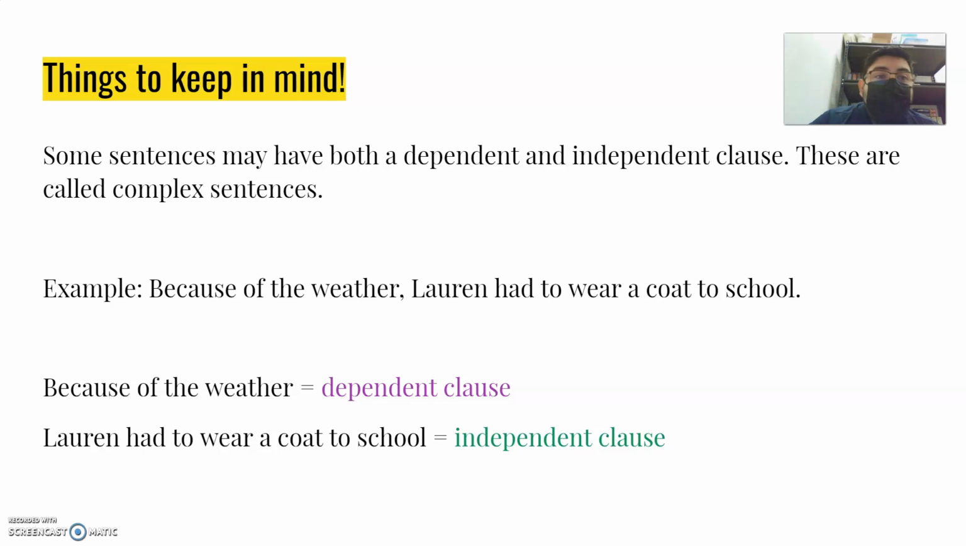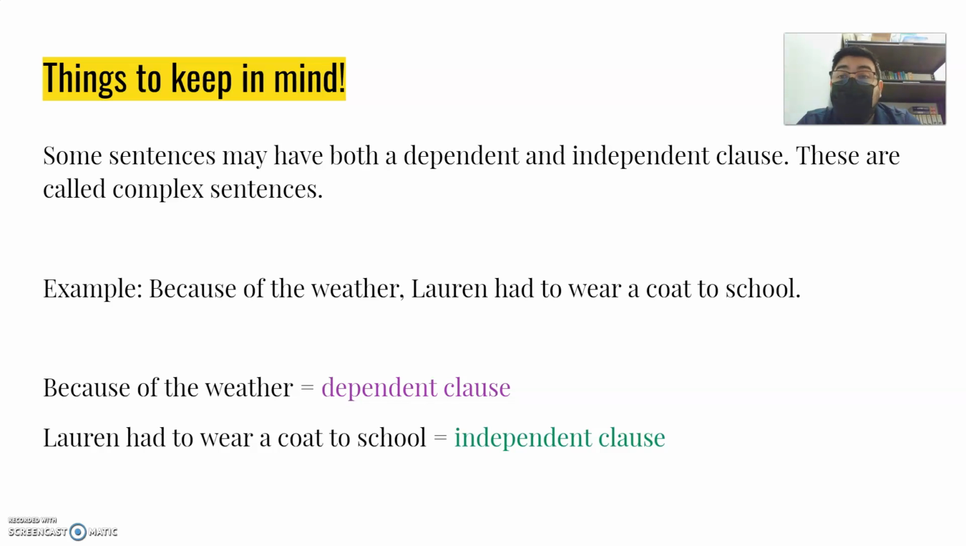So here are some things you need to keep in mind. Some sentences may have both a dependent and an independent clause. These are called complex sentences. When you attach a dependent clause to an independent clause, it makes the sentence complex because you're adding a little twist. Just saying "I went to Burger King" is a simple sentence. But if you say, "Because I was so hungry, I went to Burger King, got some chicken fries," that's a complex sentence. We'll look at more types of sentences in the future. If that video is up, go ahead and watch that. But let's look at this example.